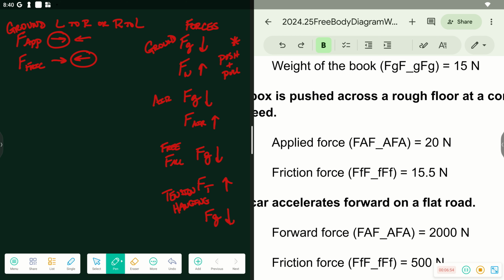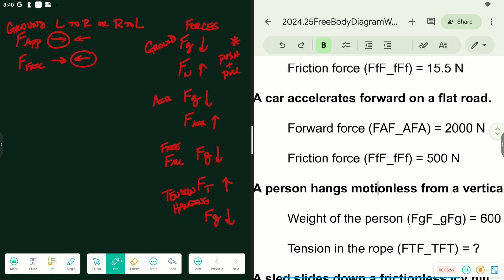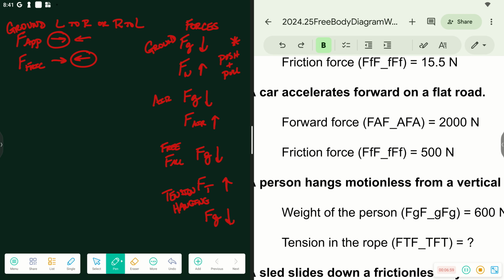Just saying. All right. A car accelerates forward on a flat road. So what do you know? Force is working on it. It's on the ground. Force of gravity, force normal. Cancel each other out, right? Because it's accelerating forward. It's not accelerating up or down. It's accelerating forward, which means it's accelerating to the right.